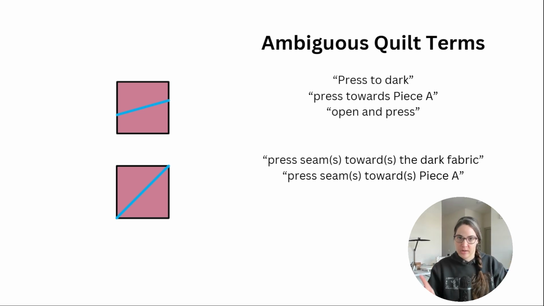There's a little bit of grammar there as to whether or not you have the S. Usually you only want an S in one of those things, right? So it's either seams and then the other one's singular or vice versa. And press towards piece A, again, is missing a subject there. We need to have press seams toward piece A. And so these are really little things.